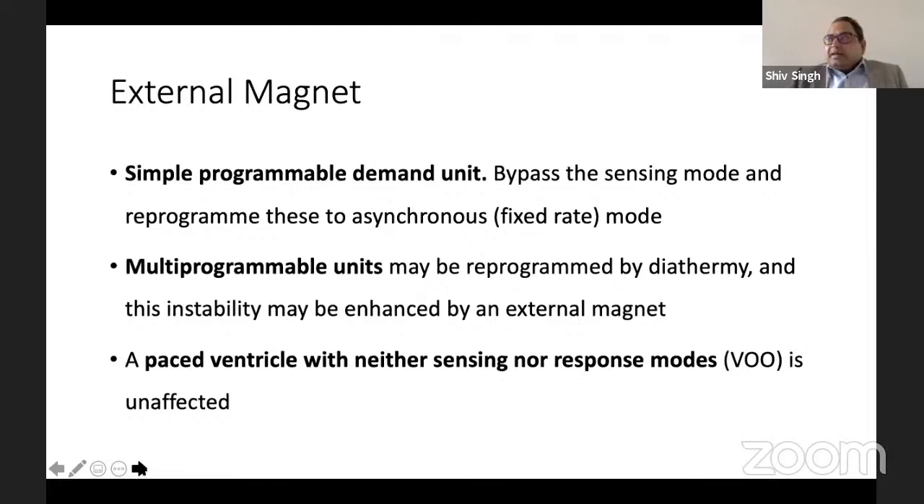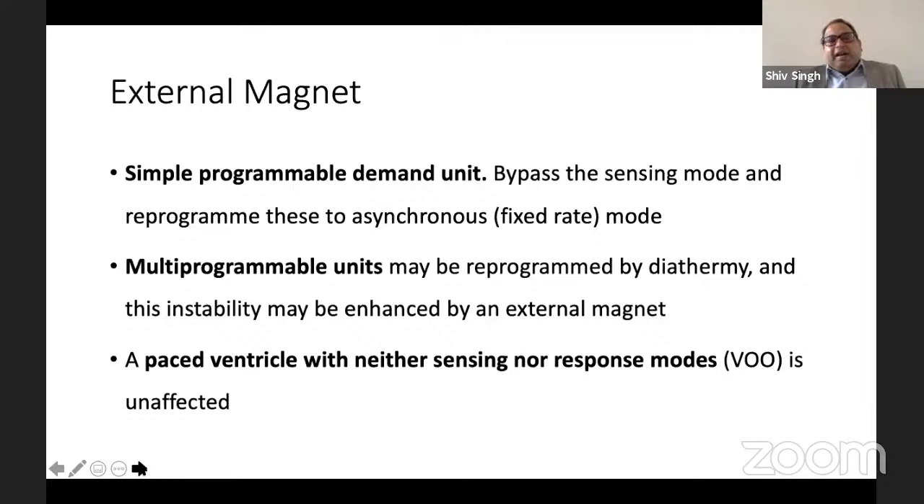Then the next question is, can we use a magnet externally? Well, it all depends. If it is a simple programmable demand unit, putting a magnet can bypass the sensing unit, and it can then reprogram this to a fixed rate or asynchronous rate. But if it is a multi-programmable pacemaker, it may be reprogrammed by diathermy, and this instability can be enhanced by an external magnet. So this may not be the best way.